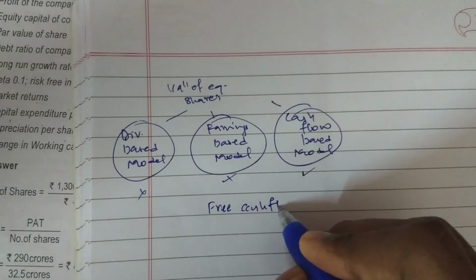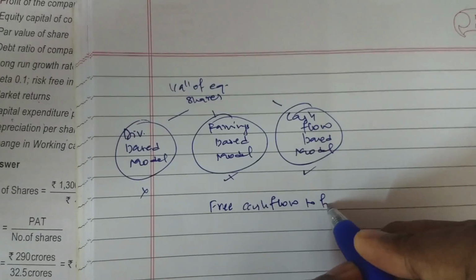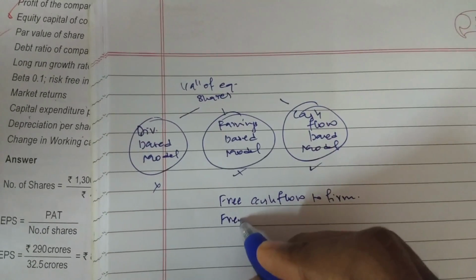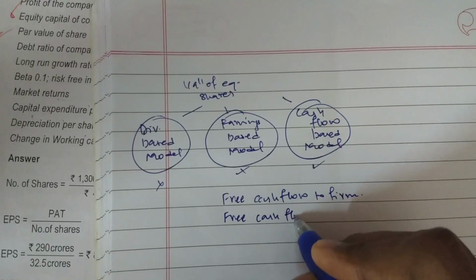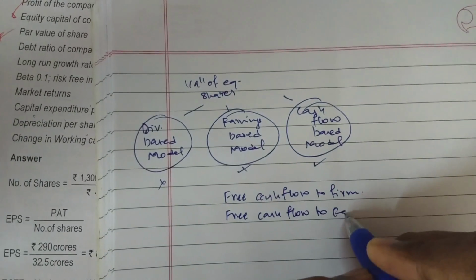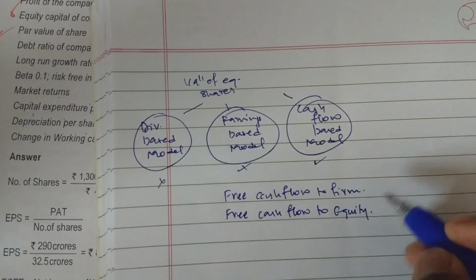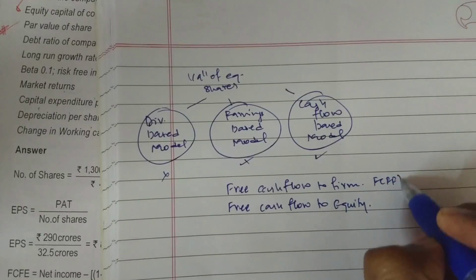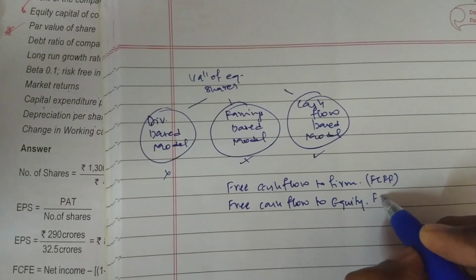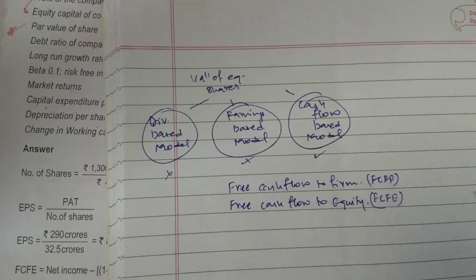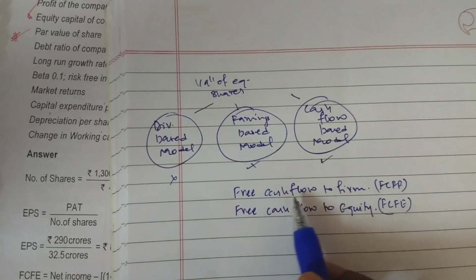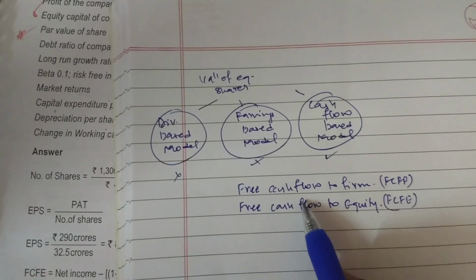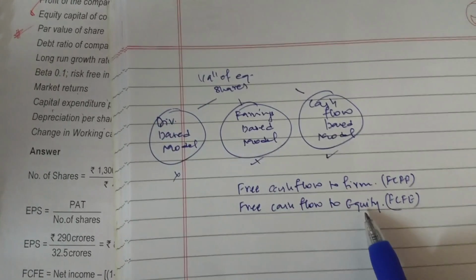free cash flow to firm, free cash flow to equity, where in short we call free cash flow to firm FCFF and free cash flow to equity FCFE. The first is the free cash flow that flows into the firm, and the second is the free cash flow that flows to equity.